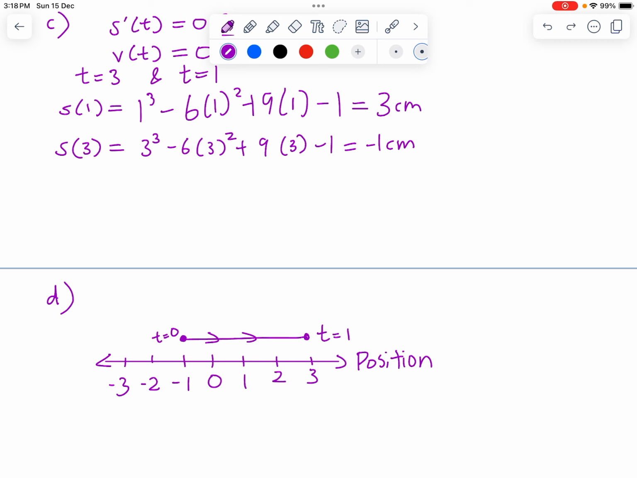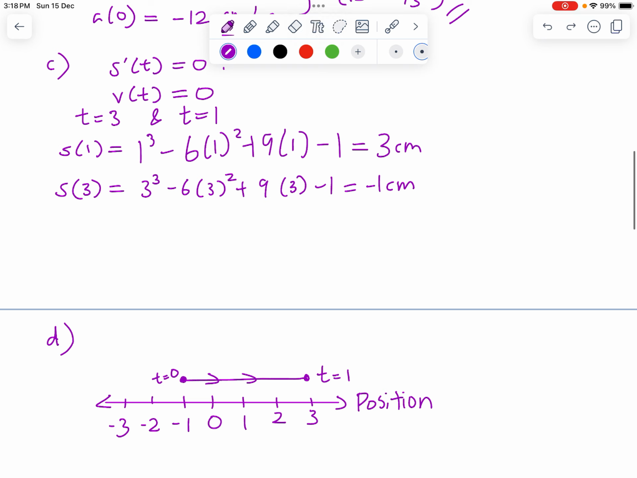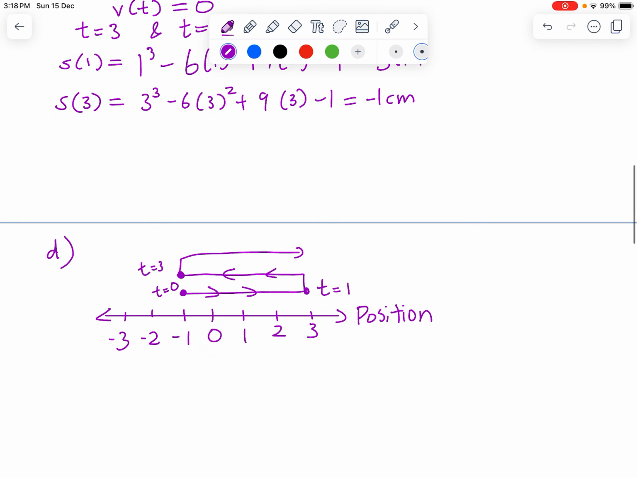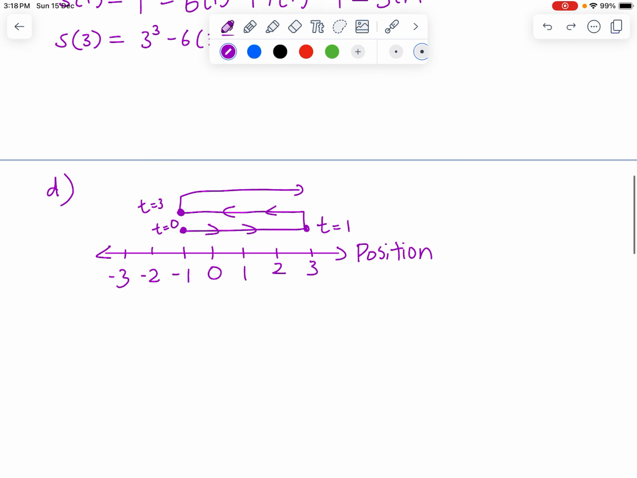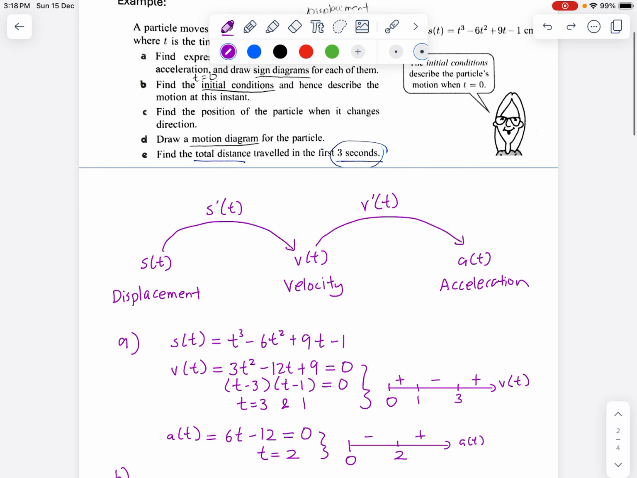So it'll go back. But then when does it stop? Well, here we have s of 3. So when t equals 3, the position is at negative 1 cm. So basically it's going to go back to here where it started. And that's when t equals 3. And then it will keep going, right? Because that's the idea. The motion diagram shows where it starts, where it changes direction, and where it ends. So there you have it, that's our motion diagram.